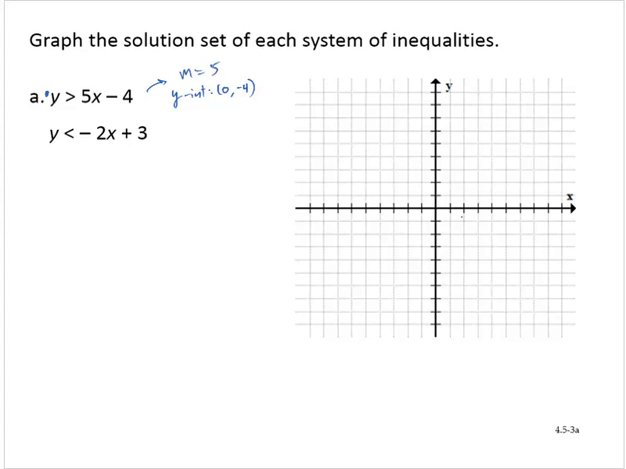Let's just use a standard scale on each axis. So let's see, the y-intercept is negative 4. I will plot that point. And now using that the slope is 5, I will let the line rise 5 and run 1. Rise 5 and run 1. Now we'll graph the line, and since it's a greater than inequality, I will use a dotted or dashed line.